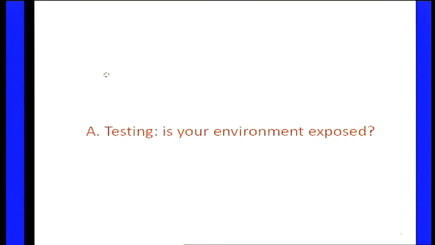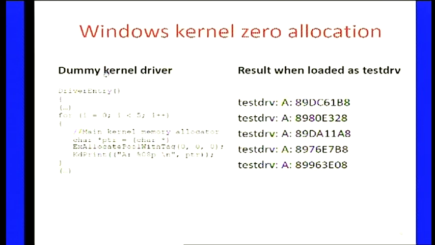Okay, so is your environment exposed? Let's see on Windows. For the Windows kernel, we have a function called ExAllocatePoolWithTag. ExAllocatePool has a couple of associated APIs. Basically, the first parameter of ExAllocatePoolWithTag is a size, and just ignore the 2 others. But when you call ExAllocatePool with a 0 size, it actually returns a valid pointer, as you can see on the right side.